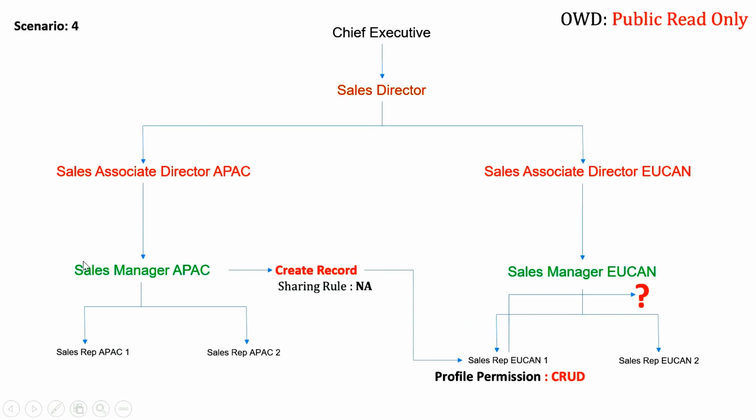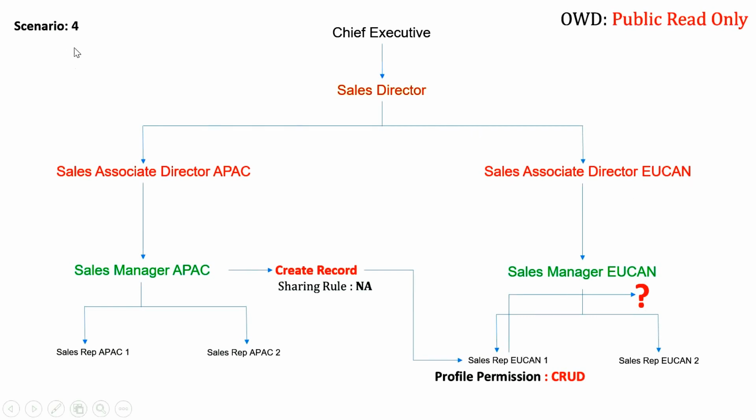Now going with another scenario, where we have created one sales manager user which is on a totally different hierarchy. Now if this manager creates the record and shares it with a sales rep on the UK side, who has profile permission as CRUD, meaning create, read, update, delete, this user can see the record, but we will understand if the manager can see the record or edit or not, and also the sales director as well.